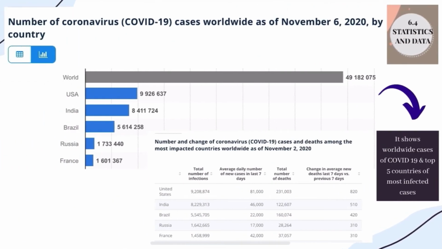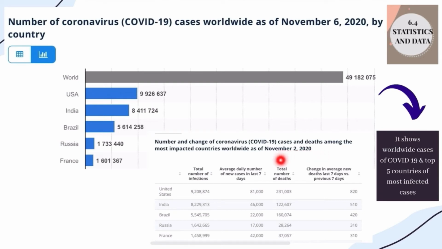This slide shows the worldwide number of coronavirus cases as at November 6, 2020 by country. As we can see in this graph, it shows a total number of infections of 49 million all over the world, which is a huge number of infections. The highest country with COVID-19 infections is the USA with almost 10 million, followed by India, Brazil, Russia, and France.